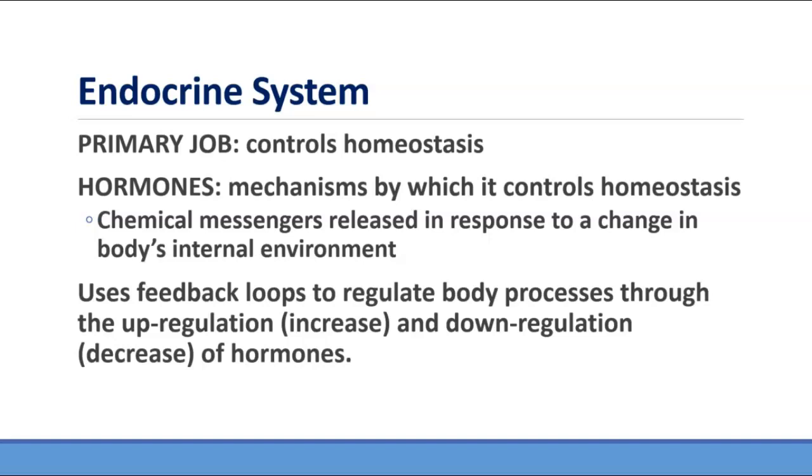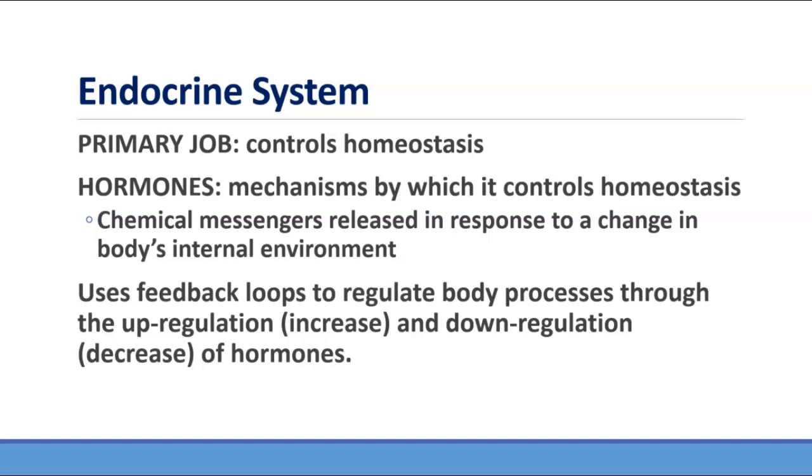Okay, so let's just do a brief review here. The endocrine system really is all about homeostasis. And remember, homeostasis is about maintaining a stable environment for life. So stable hormones, stable fluid levels, stable oxygenation, stable pH. So that's what this system helps control.